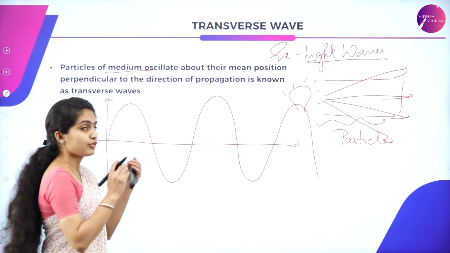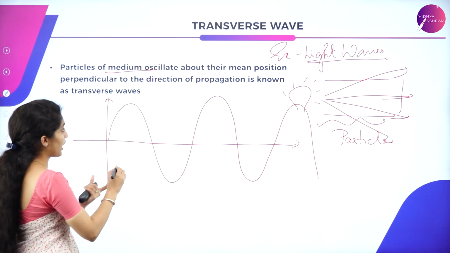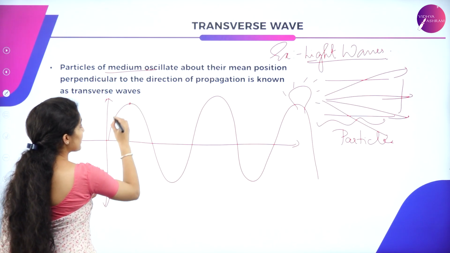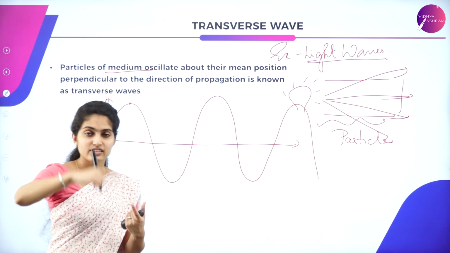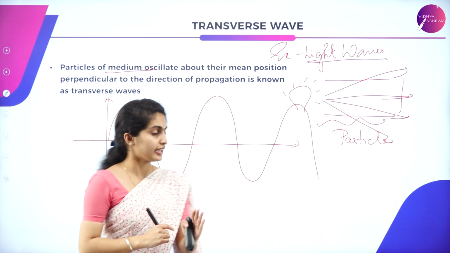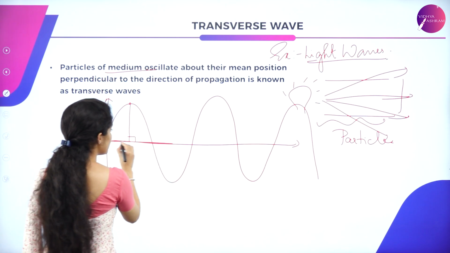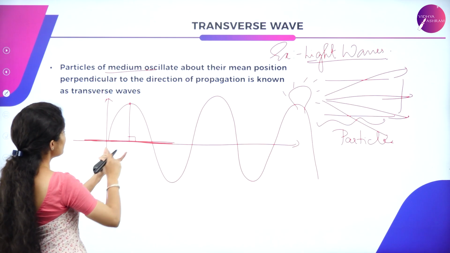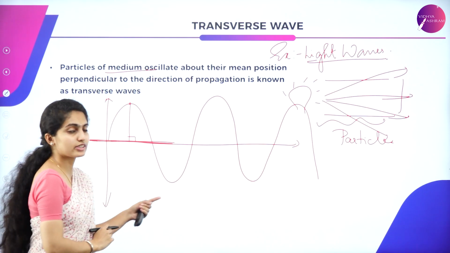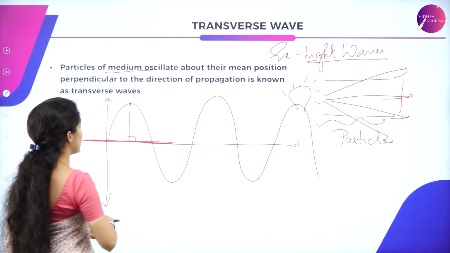For a transverse wave, this is the medium through which the wave is traveling. In this medium there are particles, and suppose I consider one particle over here. This particle is vibrating, that is, it is oscillating about the mean position in a perpendicular direction, at 90 degrees to the mean position. So particles of the medium oscillate about their mean position, and that oscillation is perpendicular to the direction of propagation, which is known as a transverse wave.